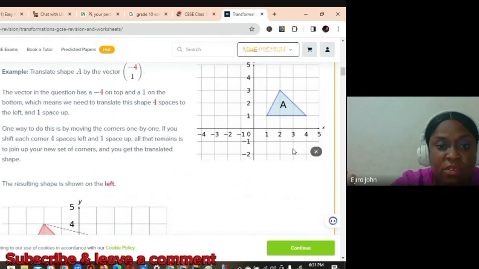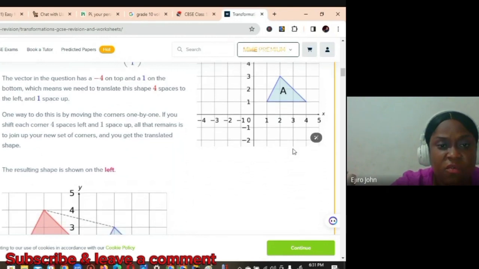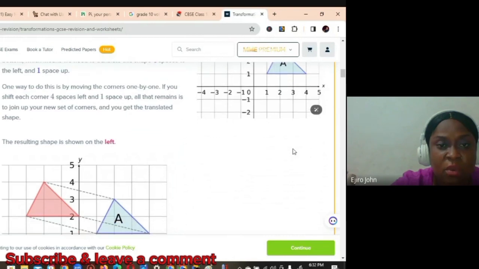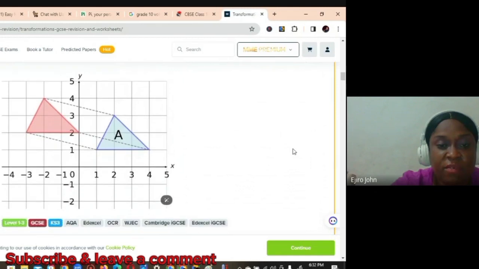One way to do this is by moving the corners 1 by 1. If you shift each corner 4 spaces left and 1 space up, all that remains is to join up your new set of corners and you will get the translated shape. So this is what they have.